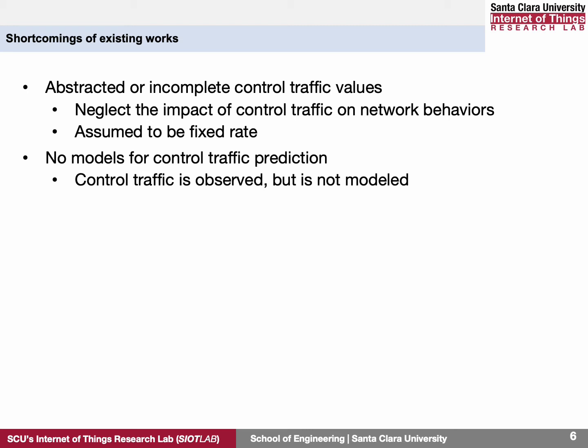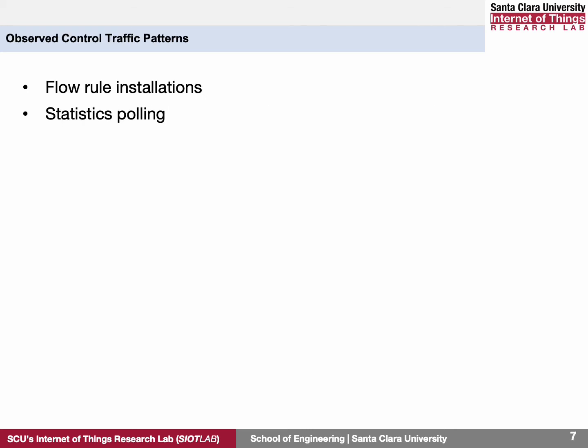For example, these works usually either assume that control traffic and data traffic are completely separate and do not interact, or they make simplified assumptions about control traffic patterns that aren't representative of real-world data. For example, they use fixed rates for control traffic patterns, whereas in the real world, these rates are wildly variable. Furthermore, these works tend to analyze control traffic from an observational perspective and do not present models for control traffic prediction. In experiments with SDN testbeds, we observed two main types of control traffic between the switch and the controller.